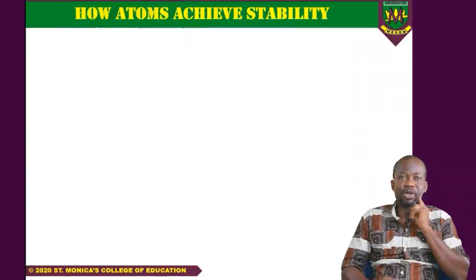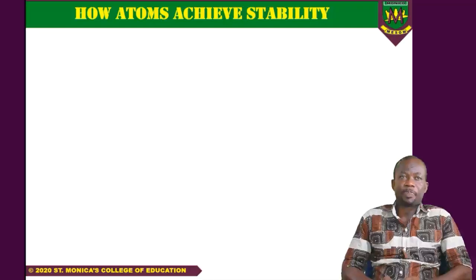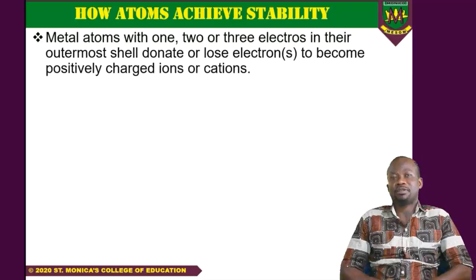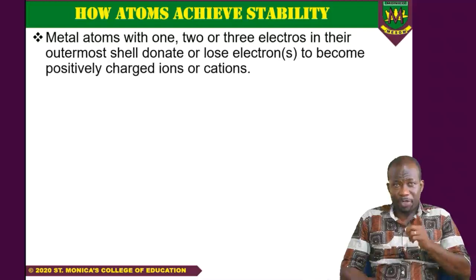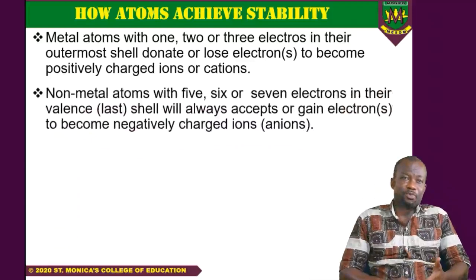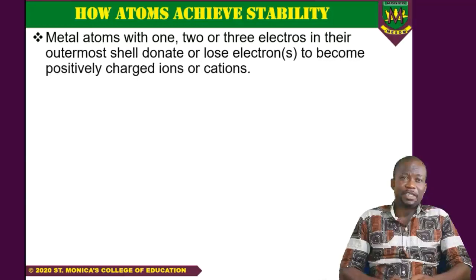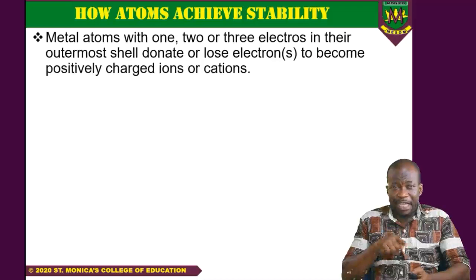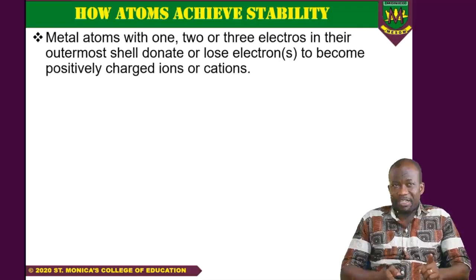Now, how do atoms achieve stability? Metal atoms that have 1, 2 or 3 electrons in their outermost shell will always donate or lose these electrons to become positively charged ions or cations. For example, when you pick the group 1 elements, we have lithium, sodium and potassium. Lithium has atomic number 3. It means that there are 3 electrons. When you are drawing the electronic configuration for lithium, the first shell, which is the K shell, will take 2, and then the last shell will take 1.